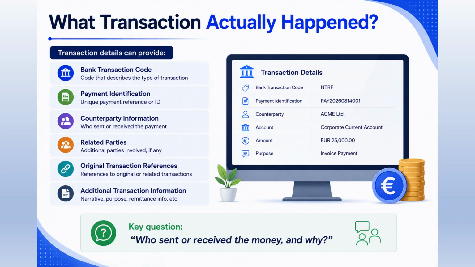Once we know the account entry, we can look deeper into the transaction details. These details can provide information such as the bank transaction code, payment identification, counterparty information, related parties, original transaction references, and additional transaction information. This information helps answer two important questions: who sent or received the money, and why did the transaction happen? This is particularly important for reconciliation and automated processing.